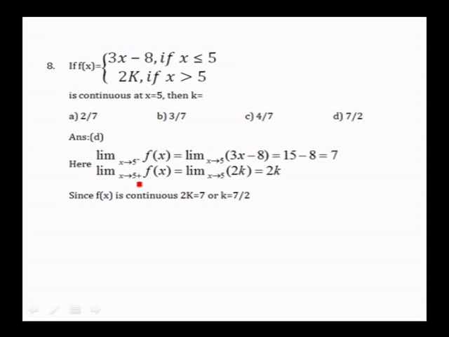x tending to 5 plus means x greater than 5, I have to take 2k. So remember, limit of a constant is always a constant. What is the limit of 3 as x tends to infinity? The answer is 3. Whether it is tending to 0 or infinity, limit of 3 is also 3. Limit of a constant is always a constant. So limit of 2k as x tends to 5 is 2k.